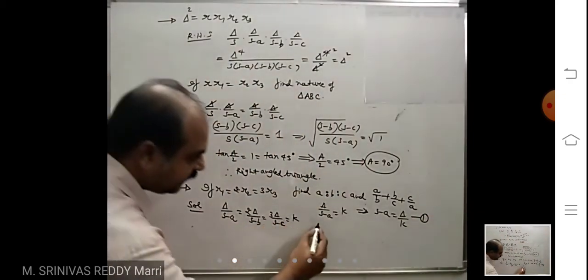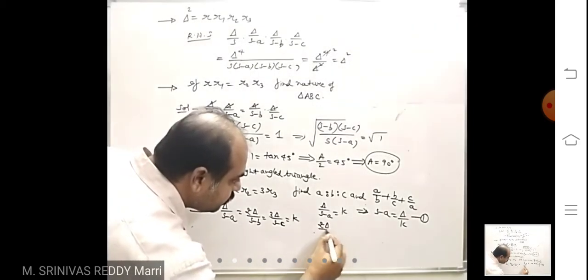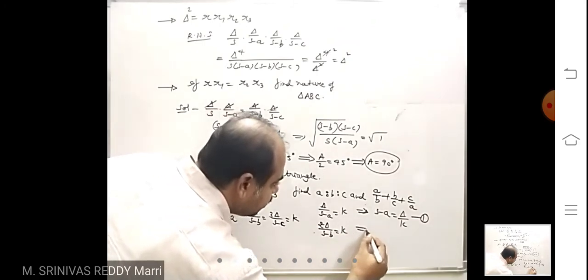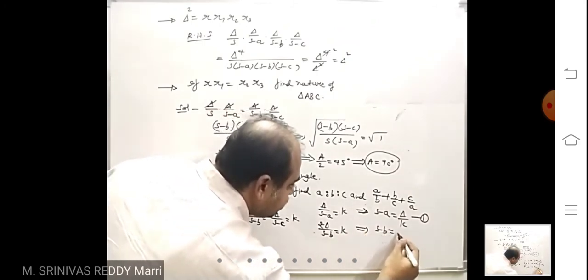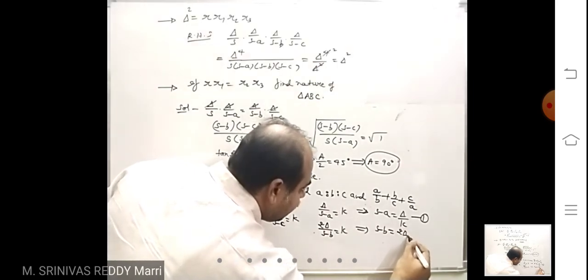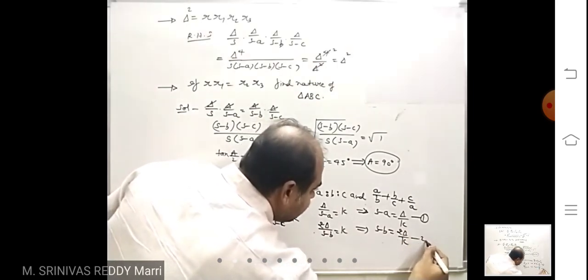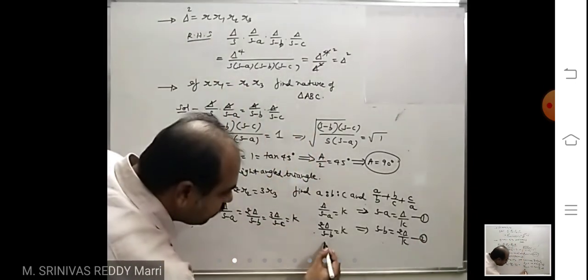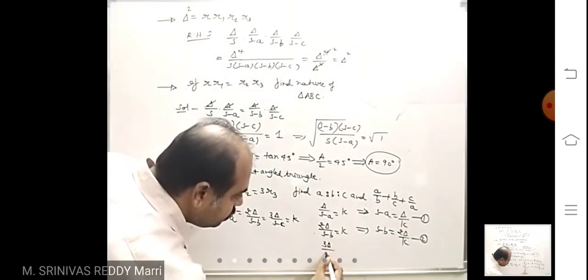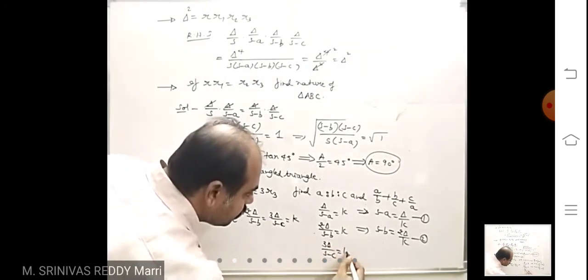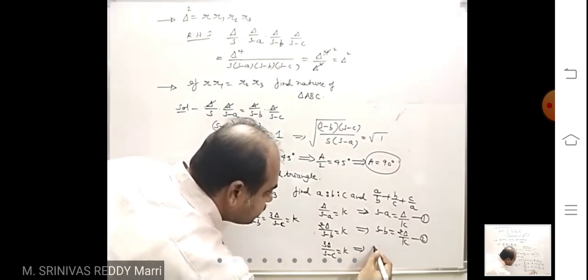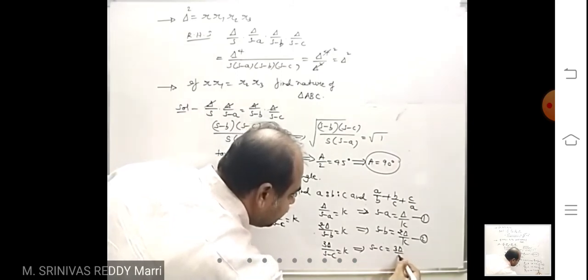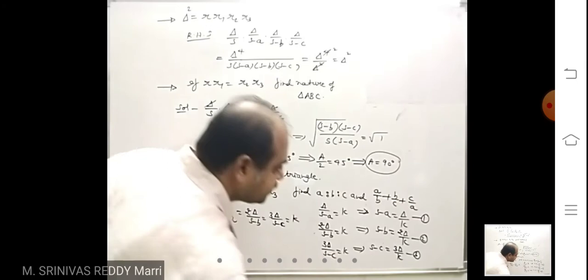Then the second one equals k. 2 delta by s minus b equals k. That means s minus b is nothing but 2 delta by k. Let us say this is the second equation. Third equals k. That implies s minus c equals 3 delta divided by k. Let us say this is the third equation.